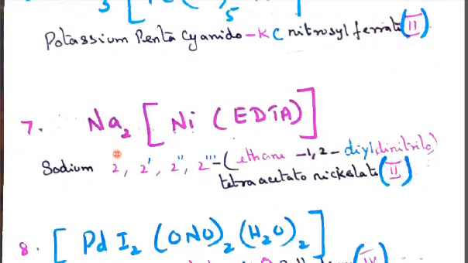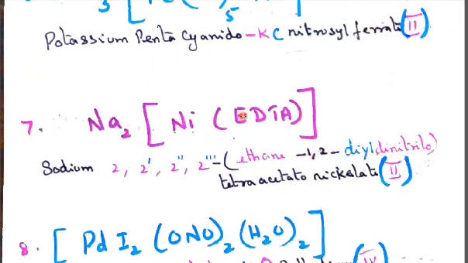Next, this Na2[Ni(EDTA)]. I thought you remember the IUPAC name of EDTA in detail. Sodium is the cation, so we write it first. The number of sodium is not counted, so only sodium is written. Then we come across from right to left: first the ligand and then the central metal ion.